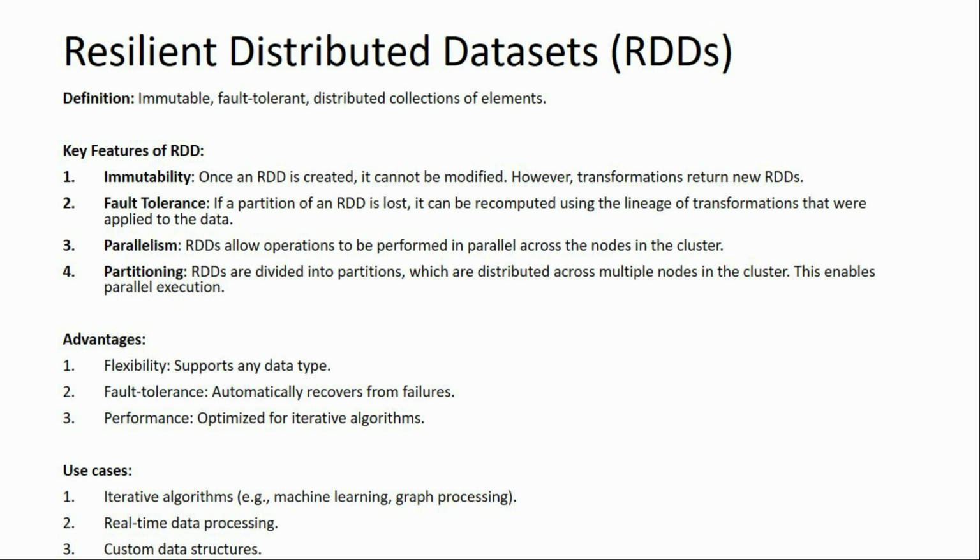Then we have parallelism. One of the biggest advantages of RDDs is that they allow you to perform operations in parallel across multiple nodes in a cluster. This means you can process large datasets much more efficiently. Lastly, partitioning. RDDs are split into smaller pieces called partitions, which are distributed across the cluster. This partitioning is what enables parallel processing, as Spark can work on different partitions simultaneously.